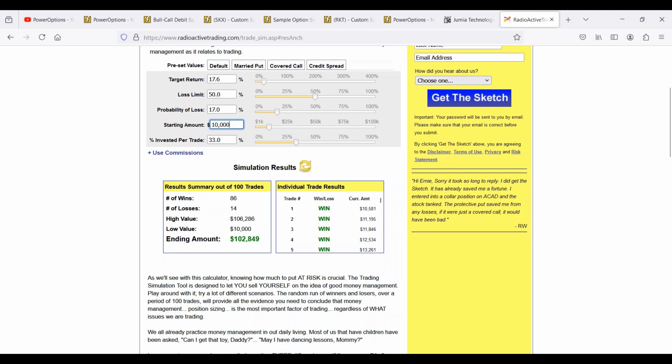Okay, so you start off with $10,000, 86% success rate over 100 trades. What just happened? It flips a coin. Heads, we win 17.6%. Tails, we lose 50%. We win 86% of the time, with a random win-loss each time. Well, potentially over 100 trades, we could take that $10,000 up to $106,000 maximum with an ending amount of $102,849.